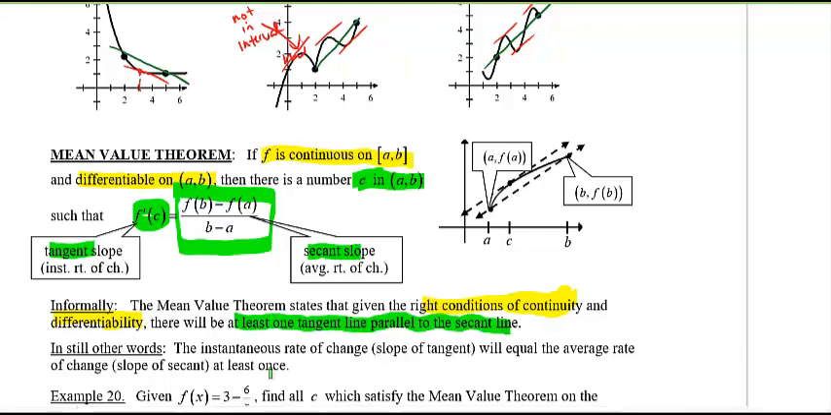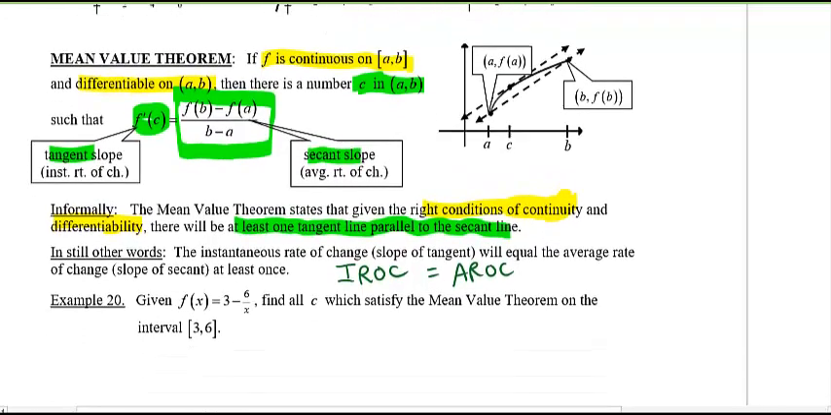Or sometimes they say the instantaneous rate of change, or the slope of the tangent line, must equal the average rate of change, or the slope of the secant line, at least once. And that's a blurb that I find hard to memorize, so I go IROC, the instantaneous rate of change, equals AROC, the average rate of change. And that's what the mean value theorem is talking about.